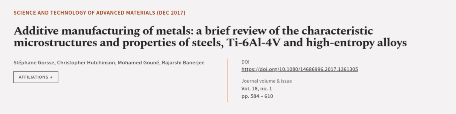For steels, it examines the influence of surface roughness and build atmosphere on mechanical and damage properties. Finally, it looks at the effect of rapid solidification on phase selection in high-entropy alloys. The paper concludes by creating a visual summary of the mechanical properties of AM-produced alloys, comparing them to those produced via conventional methods. This article was authored by Stéphane Gorsse, Christopher Hutchinson, Mohamed Gouné, and others.